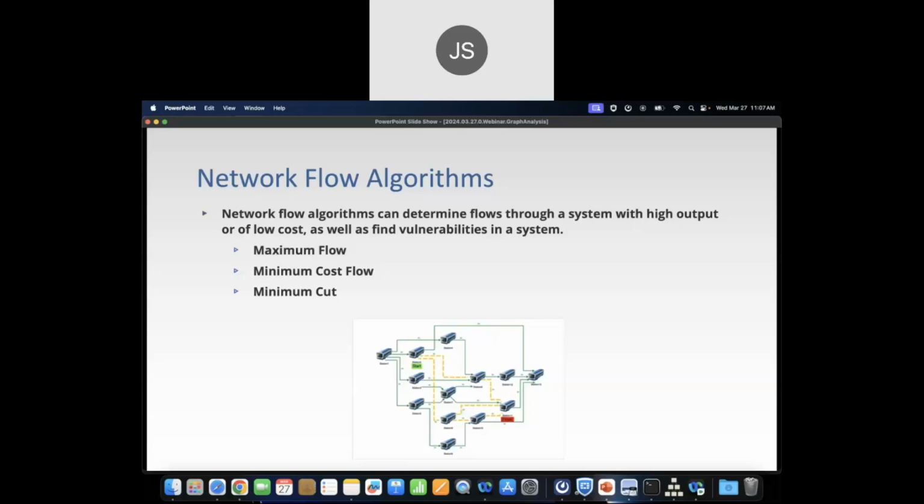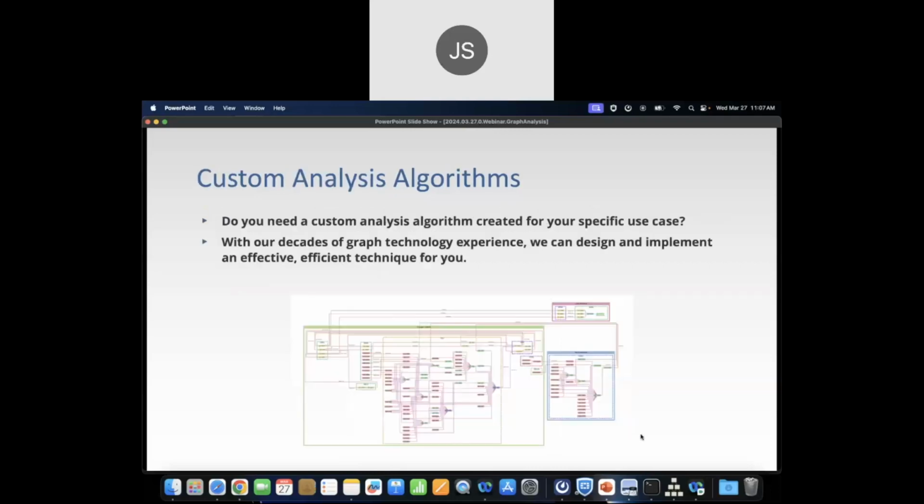So as you can see here, there are many different types of algorithms. And so you not only need to know which algorithms exist, you also need to understand which ones are most effective for your use case. And sometimes for your use case, you might need something that is custom, something that works specifically with your data and the types of results that you need.